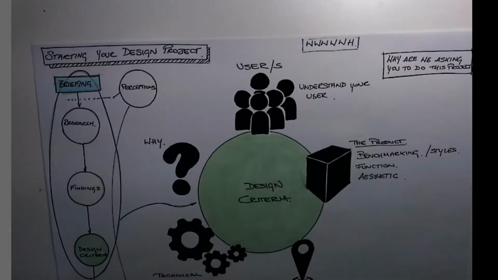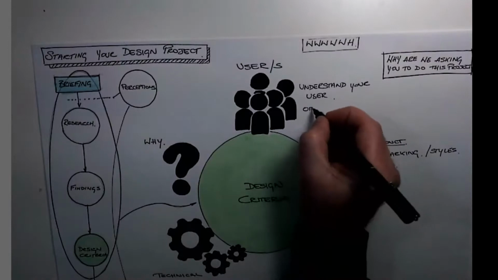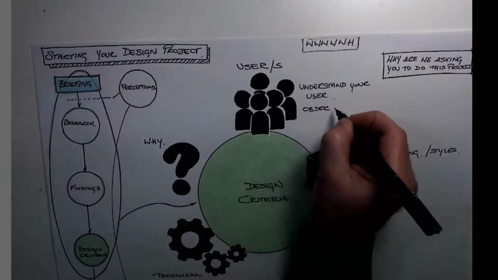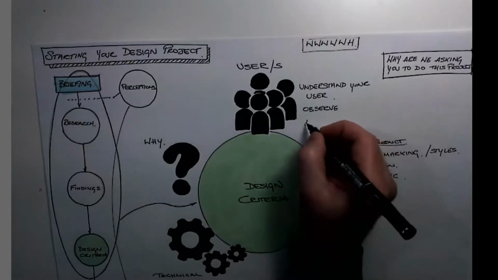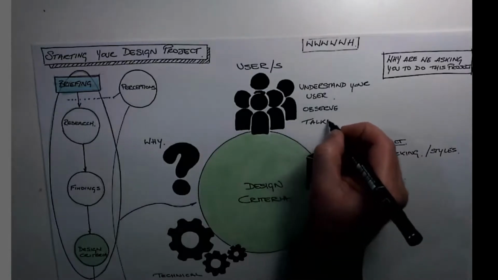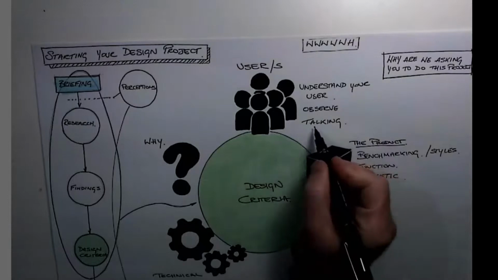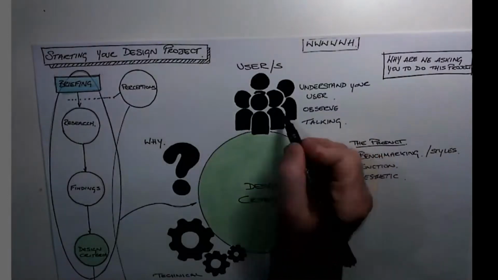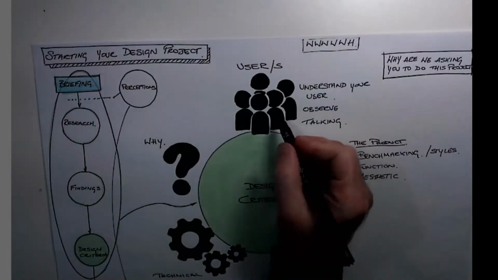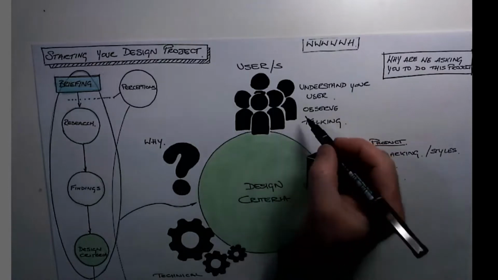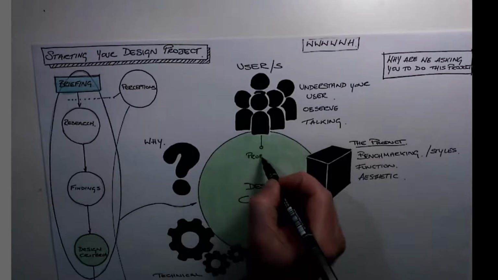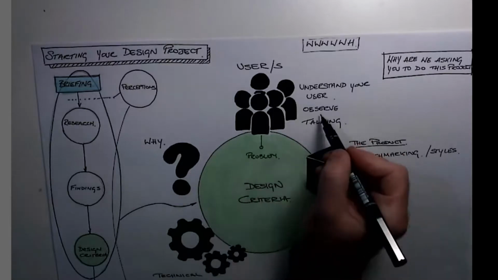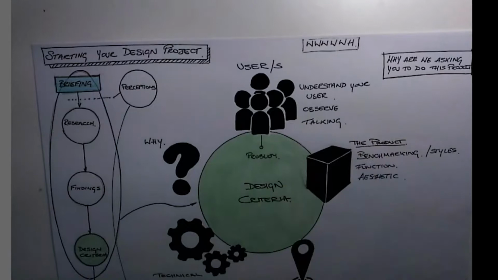And there's a couple of ways you can do that. One is by observing, and the other one is by talking. So if you communicate with these people, you find out problems, okay? And that problem can then be discussed in here. If you observe people, you get to see people's behavior around these particular products.